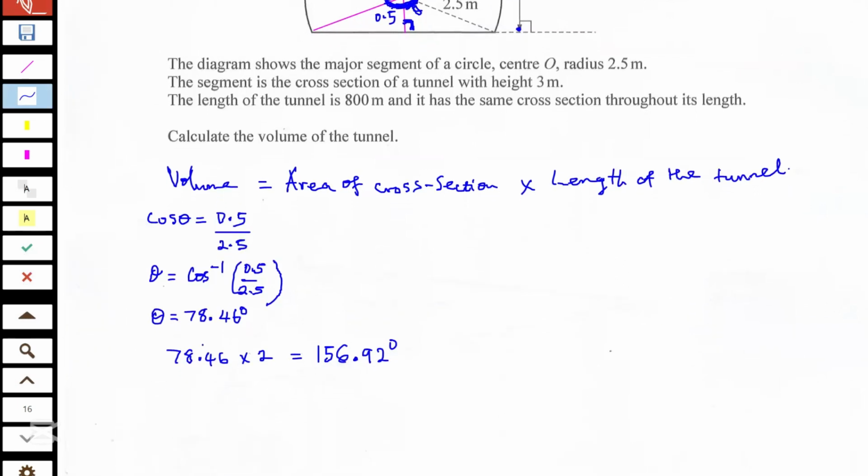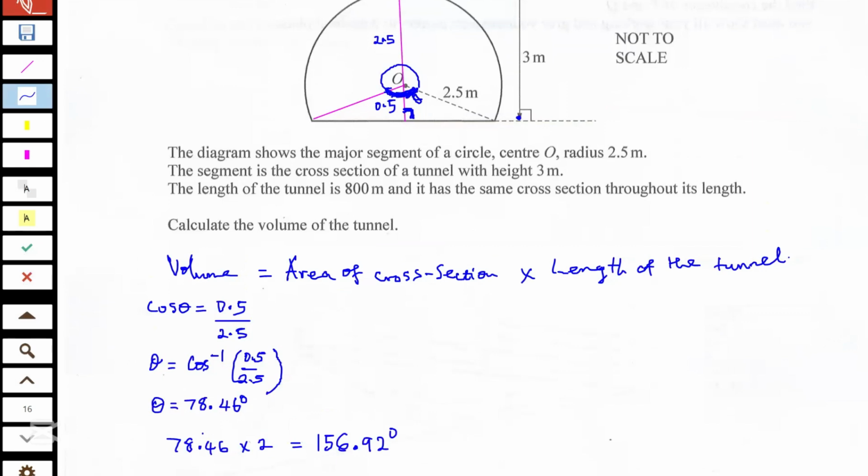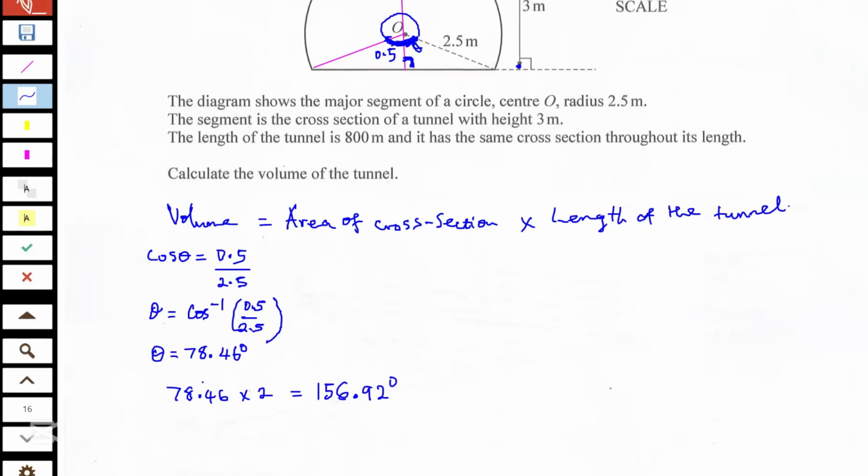Now, with this, knowing this angle, we should be able to find the angle of the major sector. When I mean the major sector, I mean the angle here of the major sector. We should be able to find this. Now, to find the angle of the major sector, we now subtract 156.92 degrees from 360. So the angle of the major sector will be 360 degrees minus 156.92, and that gives us 203.08 degrees.